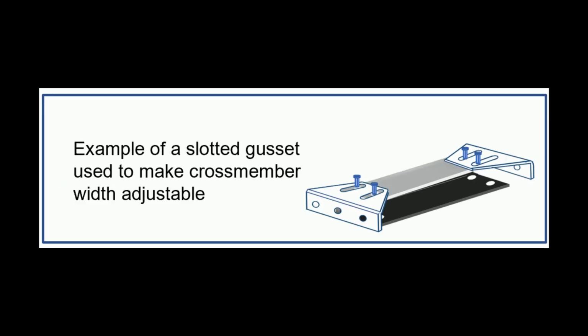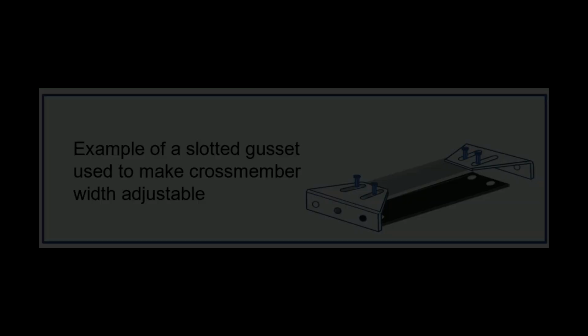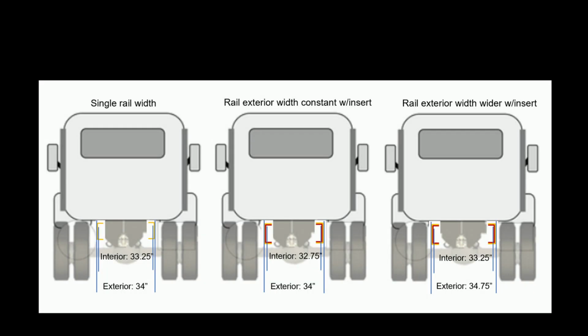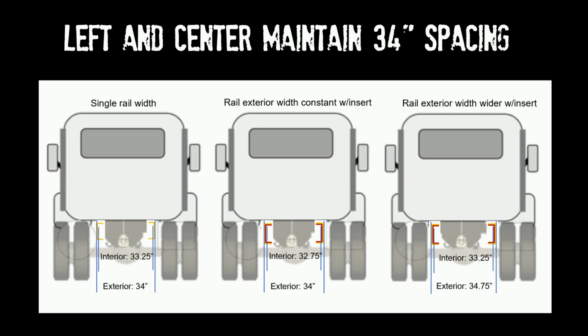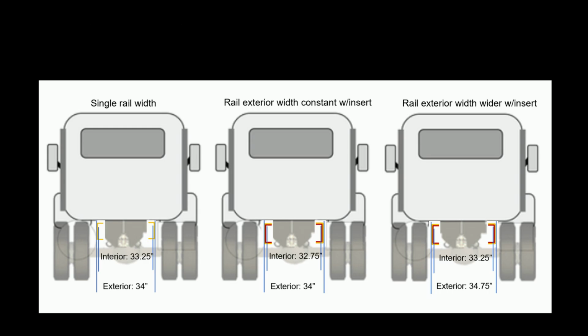Slotted or adjustable crossmembers compensate for rail thickness, allowing a single crossmember to be used with differing rail configurations. Slotted crossmembers use a 5-piece assembly with upper and lower gussets on each side. Some manufacturers maintain a constant outer measurement, requiring narrower crossmembers when inserts are used. Others keep a consistent inner measurement, allowing a single crossmember width for all instances.